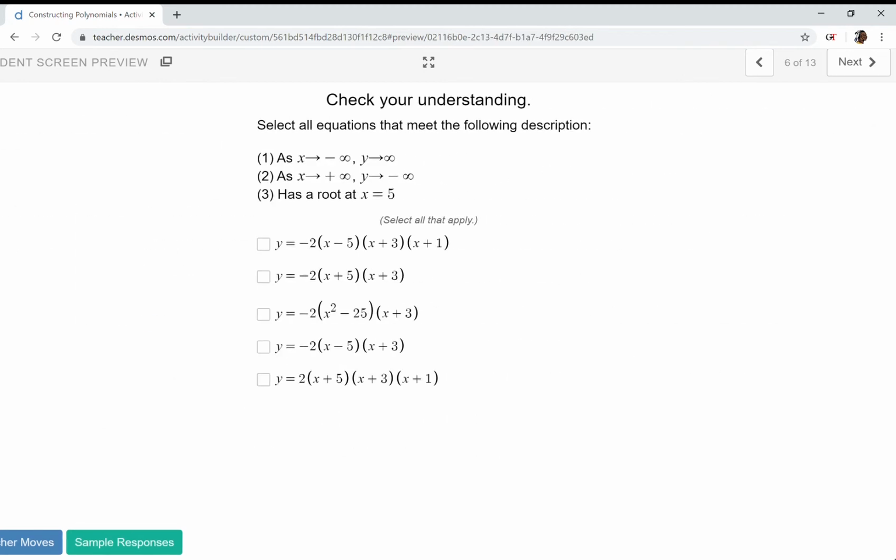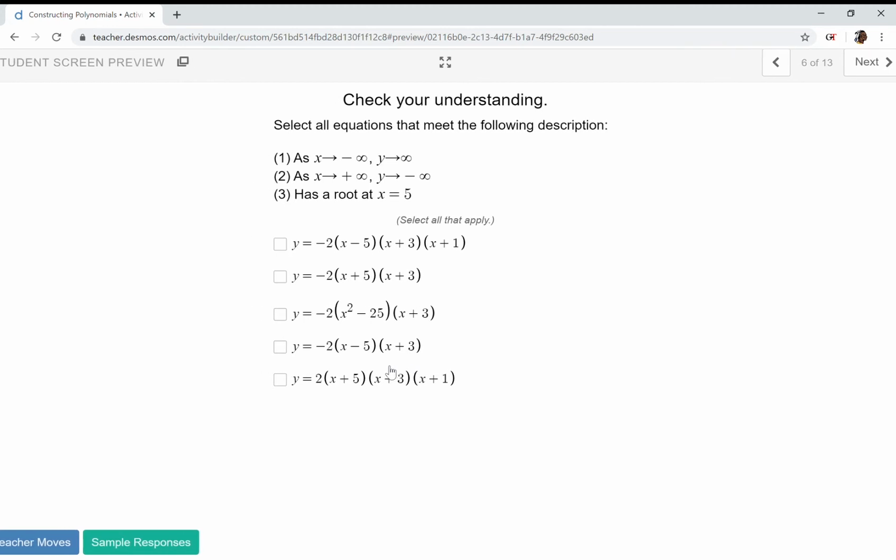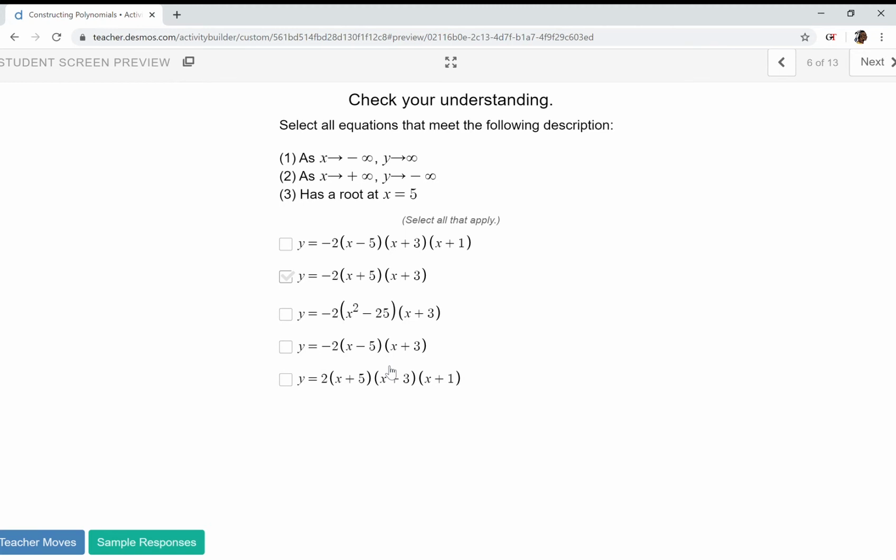Slide number 6. Here, your requirements are that they have opposite end behaviors. On the left side, it ends positive. On the right side, it ends negative. That means it has an odd degree. So if you were to add all of these exponents up for each of these factors, it should be an odd number. The second one, if you add all of the exponents up, that's 2, and that's even. So the second one would not be an option.